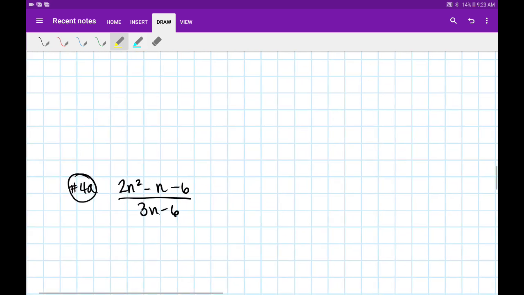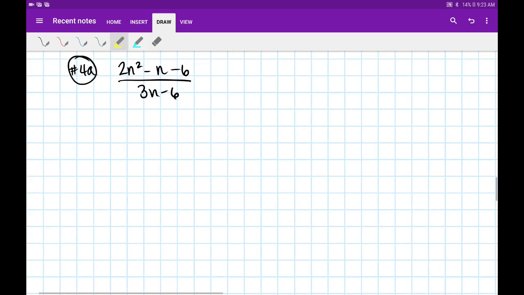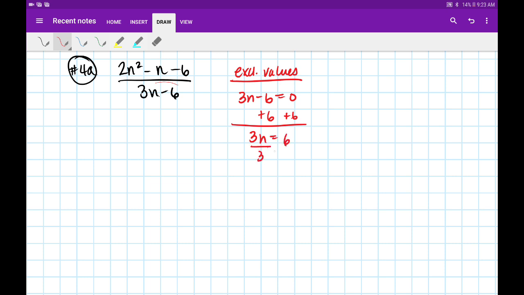Okay, let's do 4a. We're going to start by labeling our excluded values as always. So we'll set the denominator equal to 0 and solve. I want to solve for n. We'll add 6 to both sides. Divide by 3. I get n equals 2. That's my excluded value. N cannot equal 2.